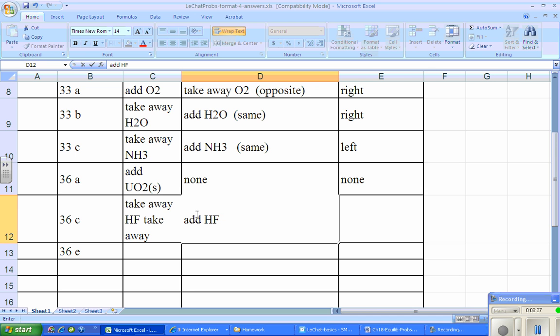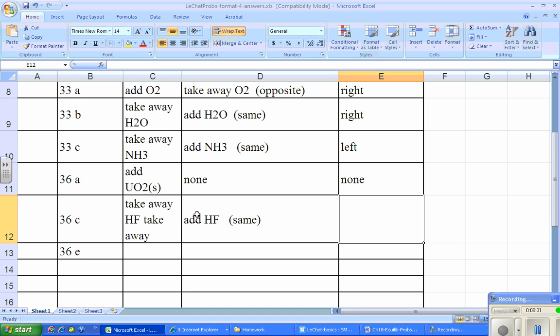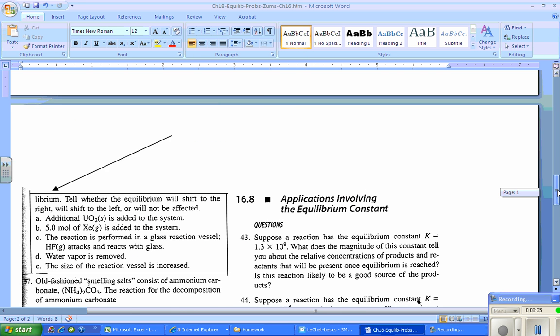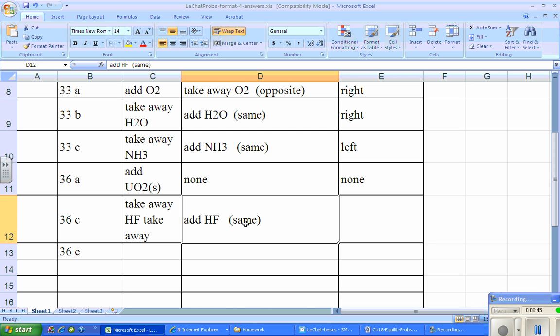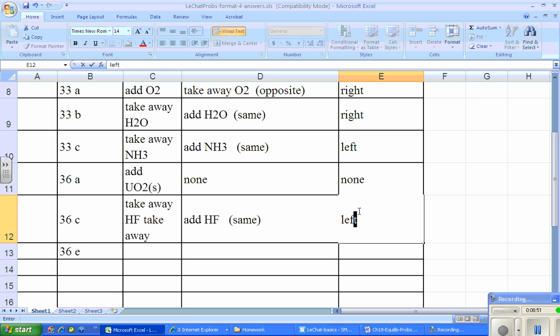And add is always going to be same. So let's go back and let's look at that equation again. And that's going to be back up here. HF is on the left side of the equation. See it there? Okay, since HF is on the left, that means that same is also left. So that means the shift is going to be to the left.